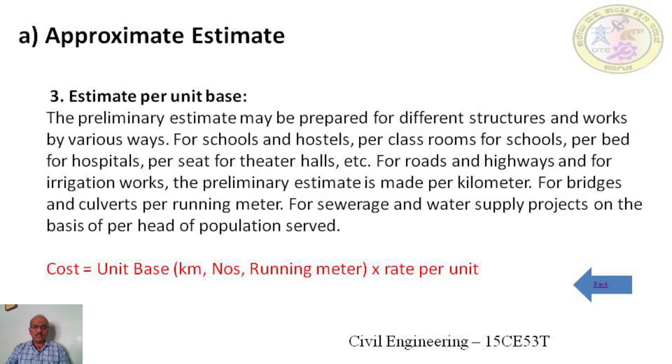And for the hospitals and cinema theaters, the preliminary estimate is prepared depending upon the number of seating capacity. And for the roads and highways or irrigation canals and irrigation works, the rough estimate is prepared depending upon the length in kilometers. And for the culverts, bridges, etc., the quick estimation is done based on the running meter, per meter length of the bridge, per meter length of the culvert. And for the sewage and water supply projects, the quick estimation is done based on the population to be covered.